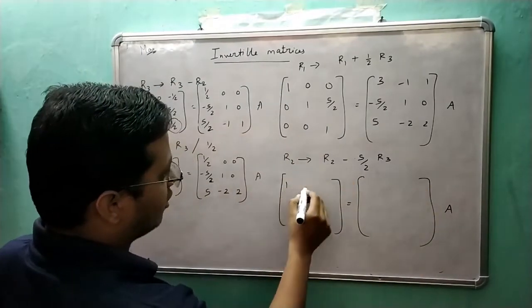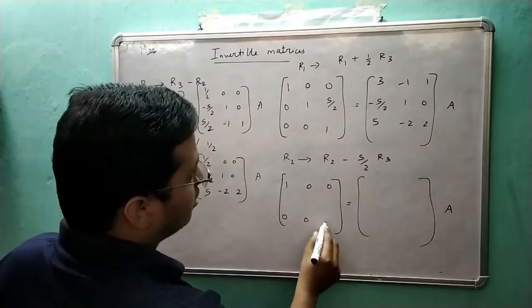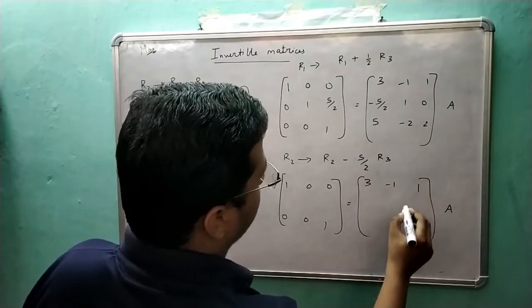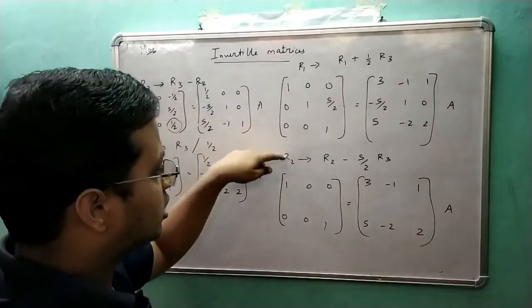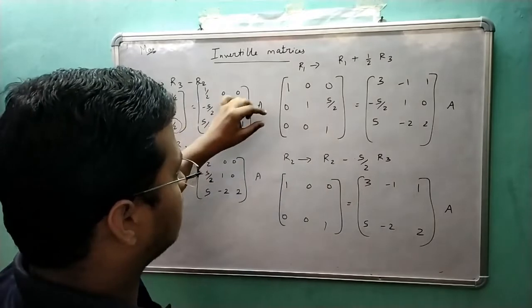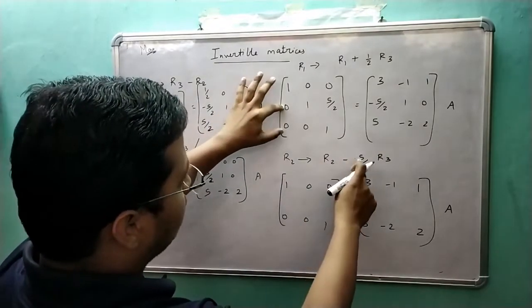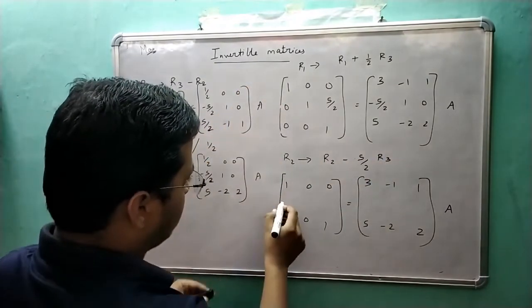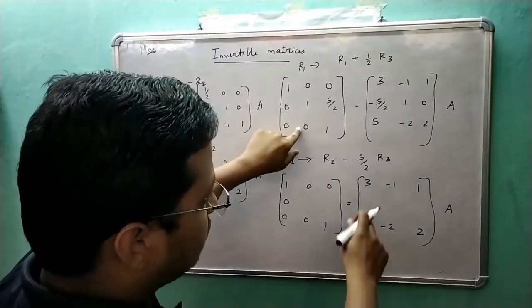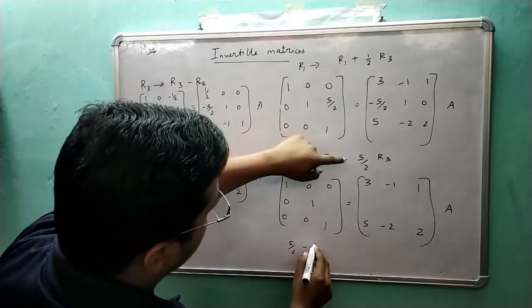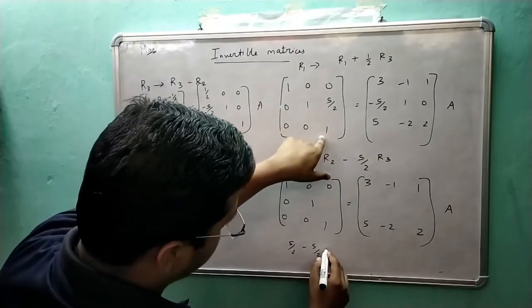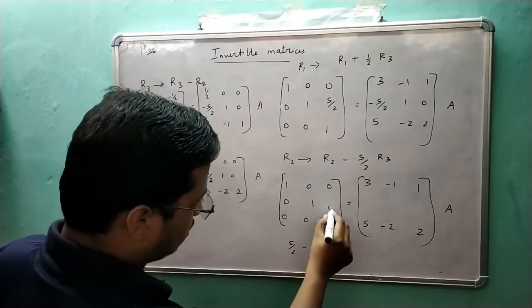R2 is changing, so R1 and R3 will be same. So 3 minus 1, 1, 5 minus 2, 2. Now R2 changed to R2 minus 5 by 2 of R3. So 0 minus 5 by 2 of 0, this is again 0. 1 minus 5 by 2 of 0 is 1. 5 by 2 minus 5 by 2 times R3, that is 1. So 5 by 2 minus 5 by 2 is 0.